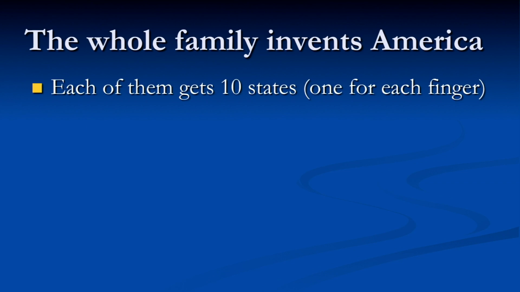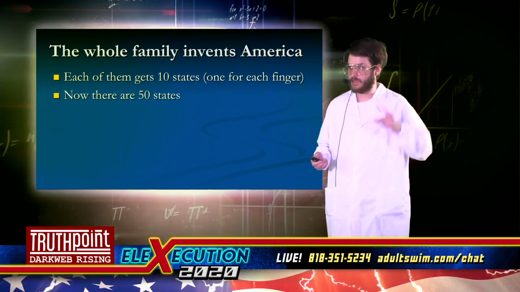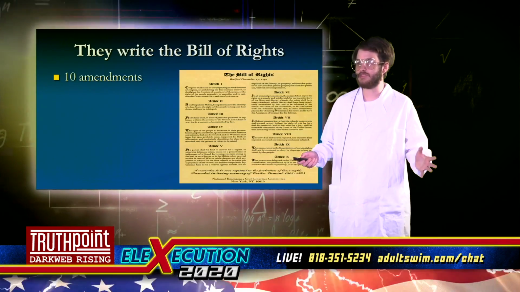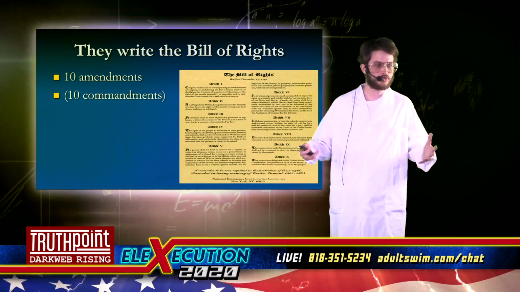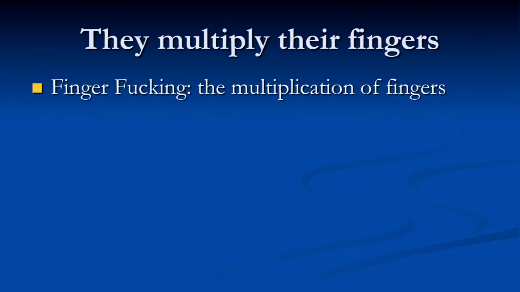Each of them gets 10 states, 1 for each finger, and now there are 50 states, right? And this is probably starting to sound a little familiar, probably remembering this from geometry. So they write the Bill of Rights together, 10 amendments, sort of like the 10 Commandments. They're sort of taking a page out of God's book there. And they multiply their fingers, okay? It's called finger fucking when you multiply your fingers.